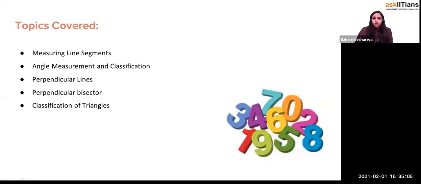So here, these are the topics which we'll be learning in this class, right? We'll be learning measuring line segments, angle measurement and classification, perpendicular lines, perpendicular bisectors, and the classifications of the triangle. These are the things we are going to learn in this chapter, right?